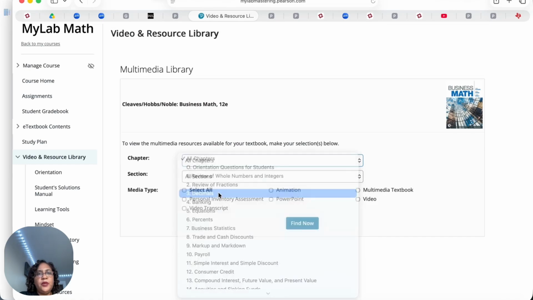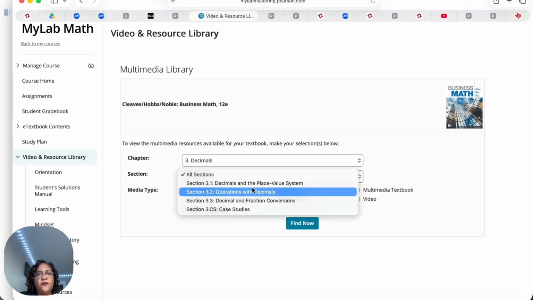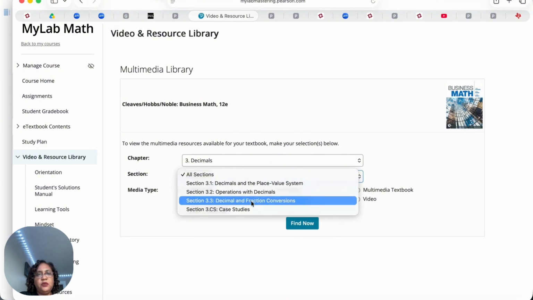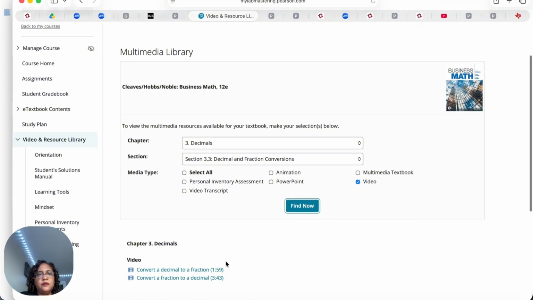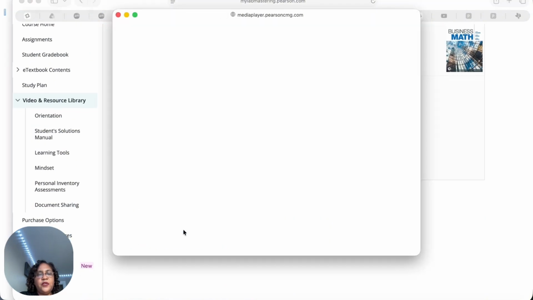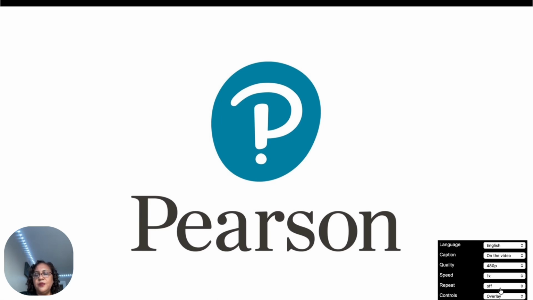So what I want you to remember is to use your resources. So remember, if, for instance, you want to work on decimals and fraction conversions, you can click on a video, find it, and you have some videos that you can take some notes from. So I'll just play, and you can also speed this up if you like. So you have some options here. You can change the language, I believe. We have several languages here.